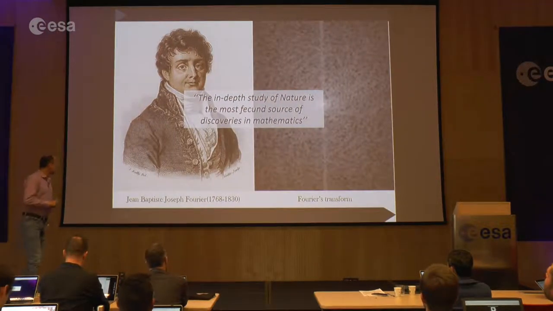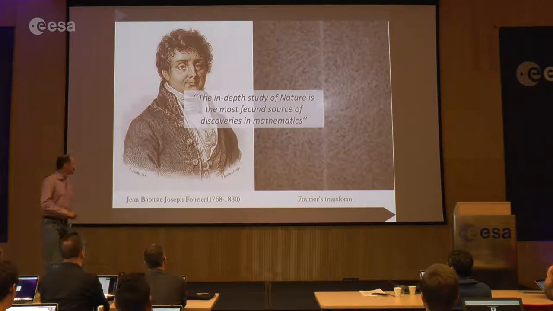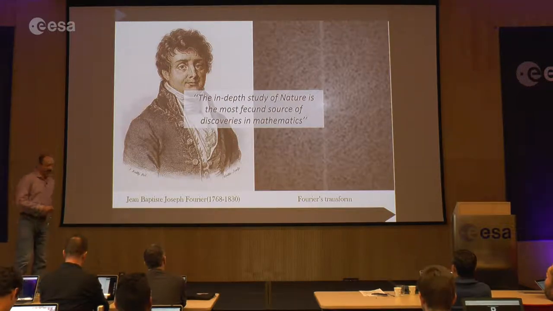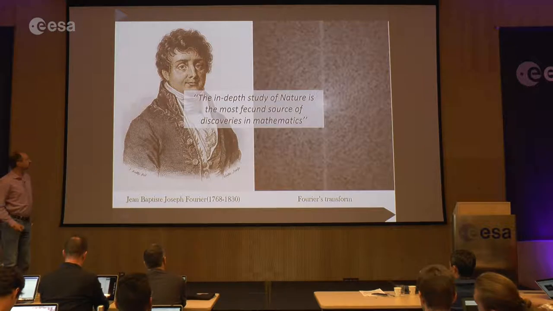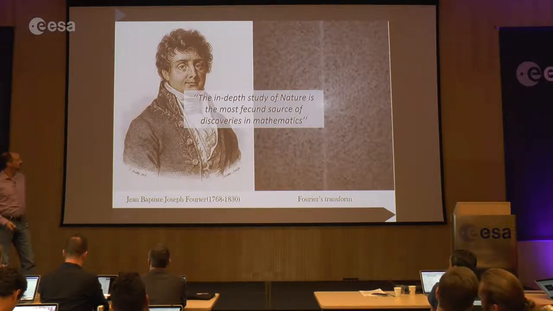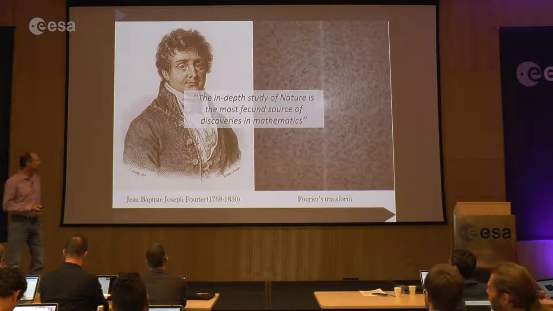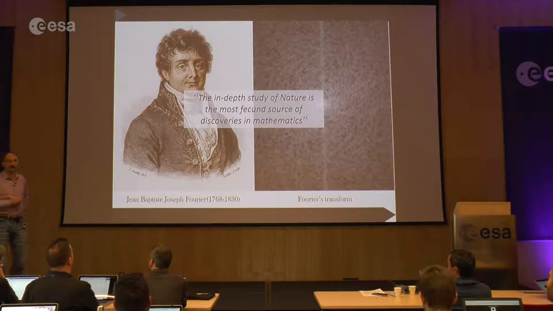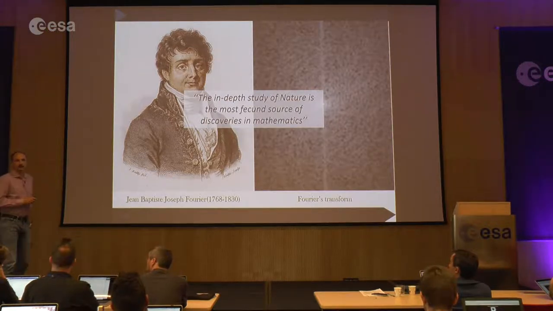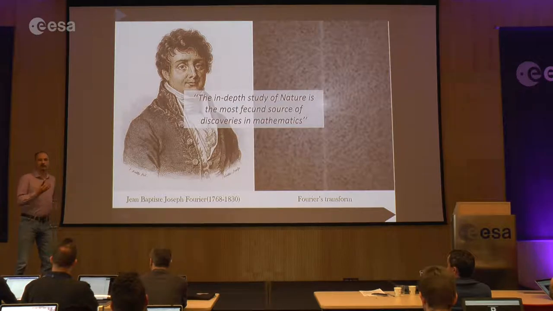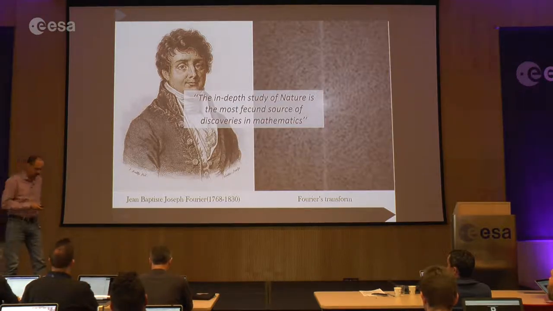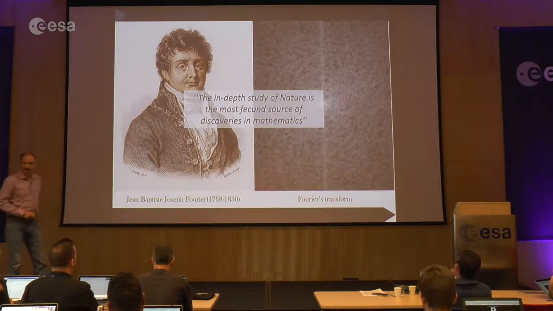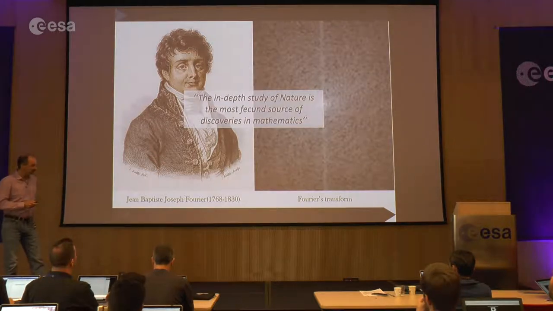So this is Jean-Baptiste Joseph Fourier. So Fourier analysis is something quite old, 1768 to 1830. And that's a quote from Fourier, which I translated: the in-depth study of nature is the most fecund source of discoveries in mathematics. Fourier developed Fourier transforms to study the propagation of heat. And so that was really a mathematical tool to solve a physical problem, and that's what we are going to do today. And that's the transform of Fourier, so it's Fourier's transform.